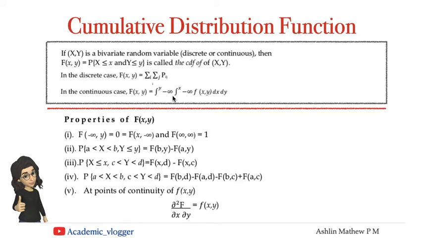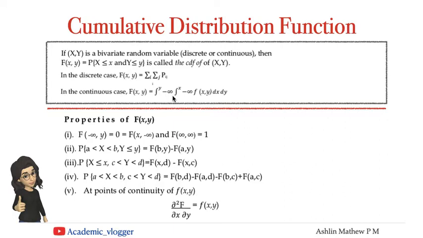Cumulative distribution function. The distribution function in the univariate case was the probability of X less than or equal to small x. Now, when it comes to the bivariate case, we have two random variables X and Y, which may be discrete or continuous. Then F(x,y), that is the cumulative distribution function, can be written as the probability of capital X less than or equal to small x and capital Y less than or equal to small y. So when these two conditions are satisfied, F(x,y) is called a CDF, or the cumulative distribution function of (X, Y).